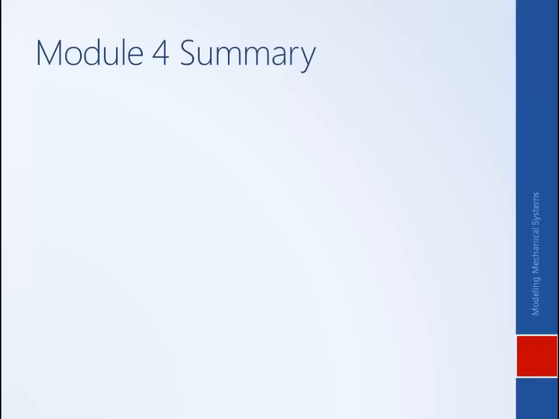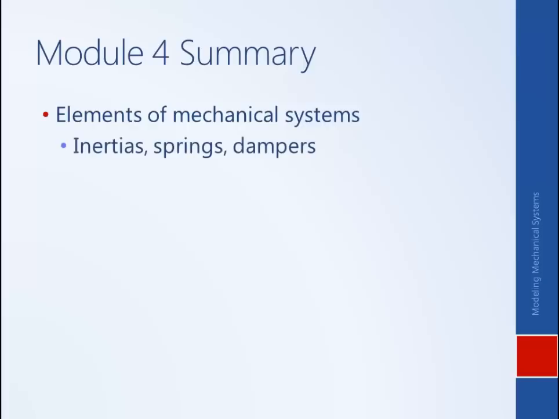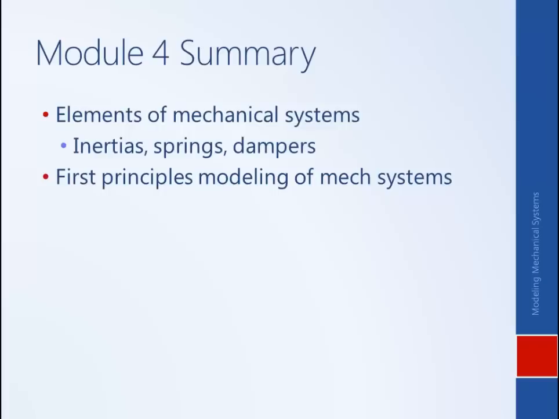This concludes Module 4. In this module, we looked at the modeling of mechanical systems. In particular, we studied the various elements of a mechanical system, inertia elements, spring elements, and damper elements, looking at how to model them. We then used first principles to determine the governing differential equation for a mechanical system. The approach we used was to first choose a coordinate system and orientation, and define any assumptions that we are going to make in the modeling of the system.